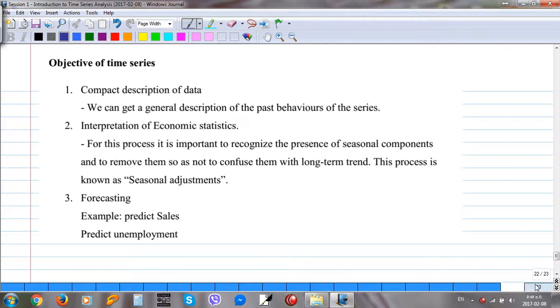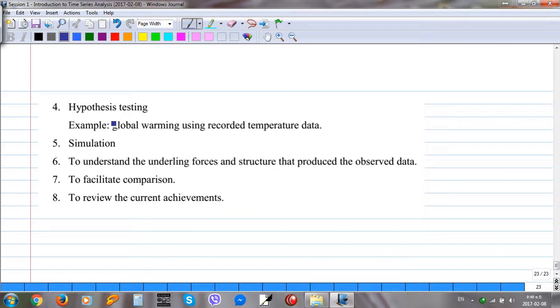So you have to remember those objectives. And hypothesis testing, you did those things earlier also. Then time series also we can take for hypothesis testing. Global warming is an example, global warming using the recorded temperature data. Then for simulations, you learned about simulation in IT also, to understand the underlying forces and structures that produce the observed data, to facilitate the comparison, to review the current achievements. Those are the objectives of the time series models.